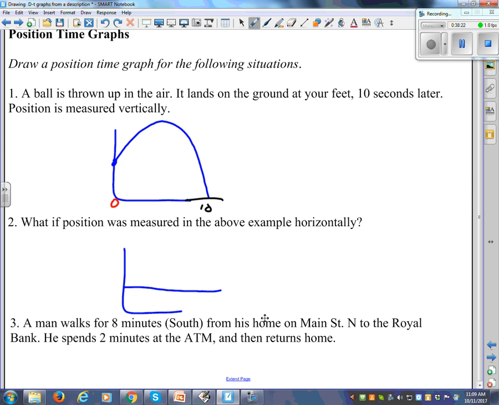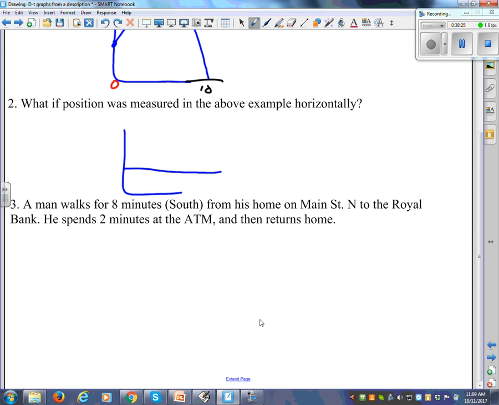Number 3. I always get arguments here as well. A man walks for 8 minutes south from his home on Main Street, north of the Royal Bank. So those of you that are unfamiliar with Dauphin might have a little tough time here. He's walking south, so he lives up by the courthouse. You know where that is? He's walking south on Main Street to the Royal Bank. South is considered negative. Now, what are you going to have as 0? Alexis, what did you put as 0 for your frame of reference? Did you put where you started, or did you put the Royal Bank as 0? Where you started. Okay. So it would be like this then, right? So what did yours look like?